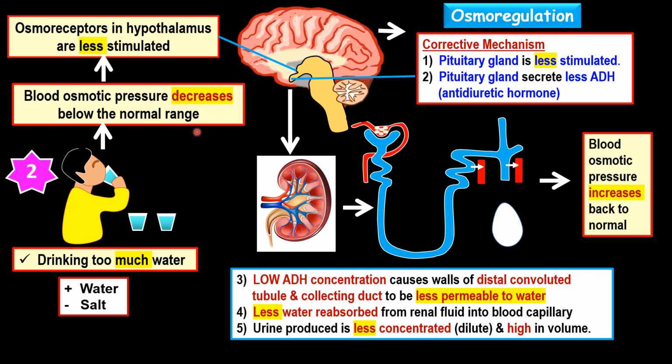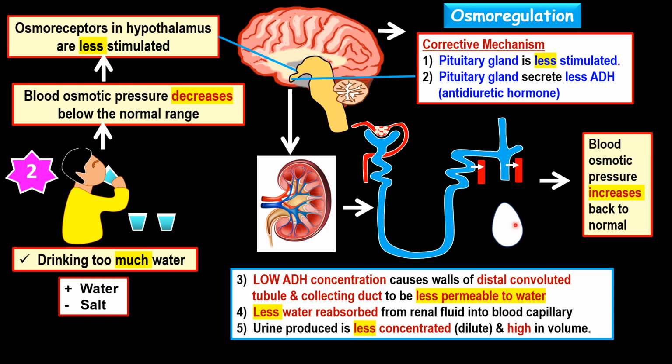When concentration of water increases, blood osmotic pressure decreases. It's like inversely proportional. All right. So the osmoreceptors in the hypothalamus are now less stimulated when the blood osmotic pressure decreases. Now, the corrective mechanism: the pituitary gland will be less stimulated by the hypothalamus, and it will secrete less ADH, right? So the low ADH concentration causes the walls of the distal convoluted tubule and collecting ducts to be less permeable to water. So less water is reabsorbed from the renal fluid into the blood capillary, and the urine produced is less concentrated but high in volume because most of the water is not reabsorbed.